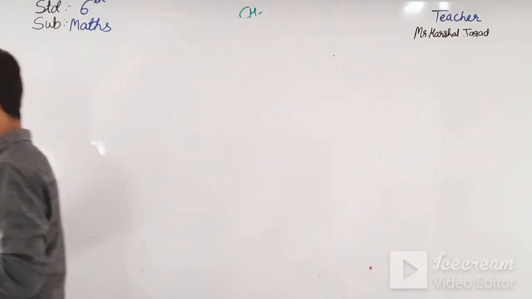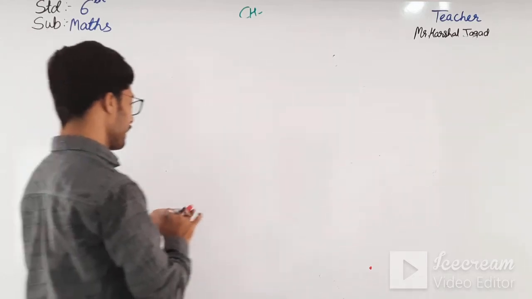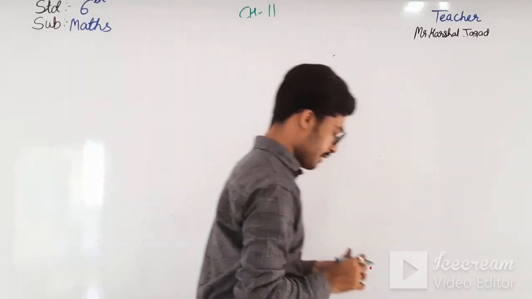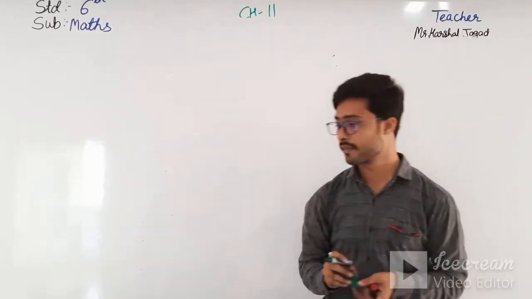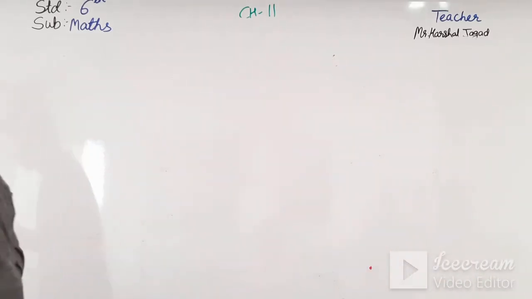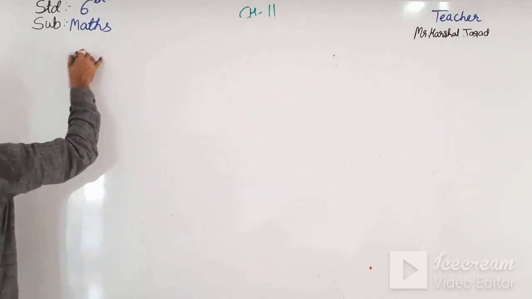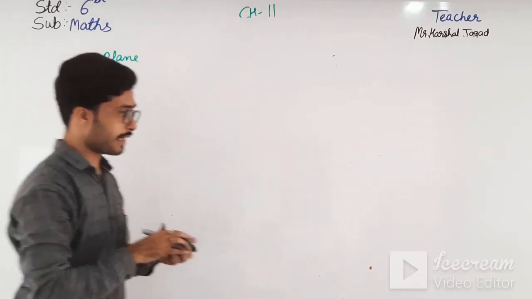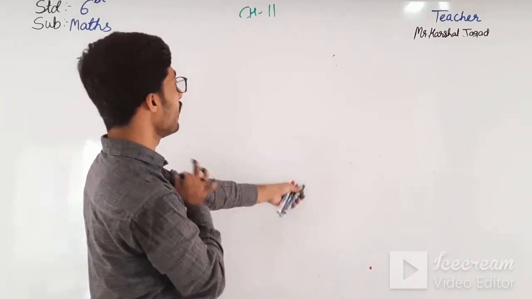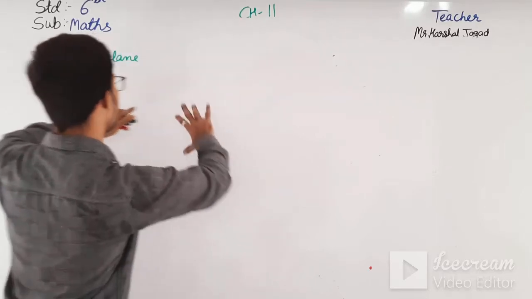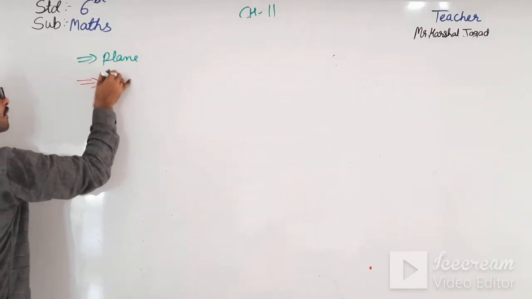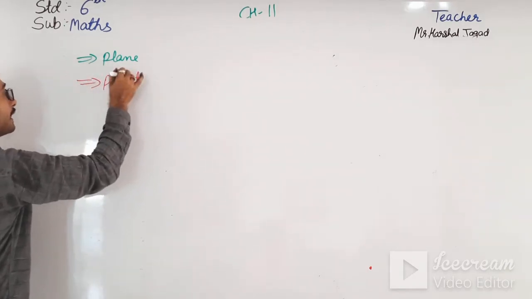So here is chapter number 11. In that the first topic is plane. So plane means, if I take this board, this is the plane. Okay students, this is one type of plane. And then the next topic is point. So in the plane there are points here.